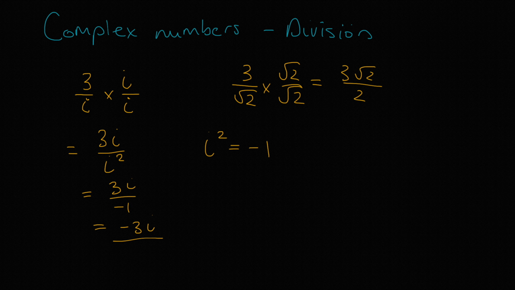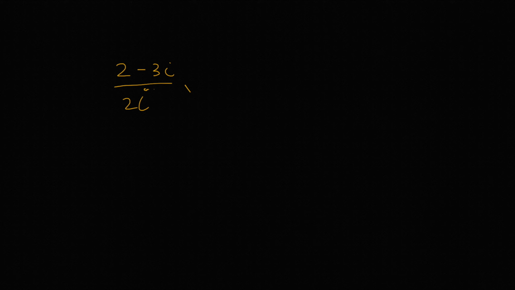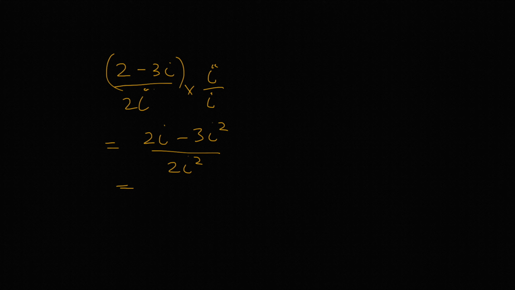We can take any complex number. So let's take an example where we've got a complex number with a real number as well. Let's take 2 minus 3i divided by 2i. Again, we just want to rationalize the denominator, and we do that by multiplying by i. So on the top we'll get 2i minus 3i squared, and the bottom will be 2i squared. And again, remember, i squared is minus 1.